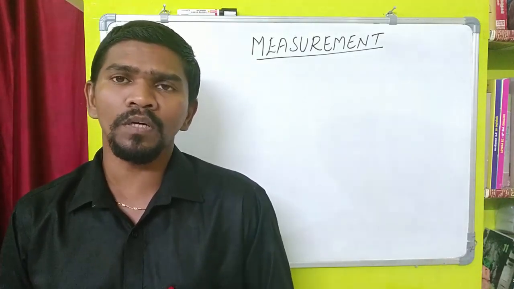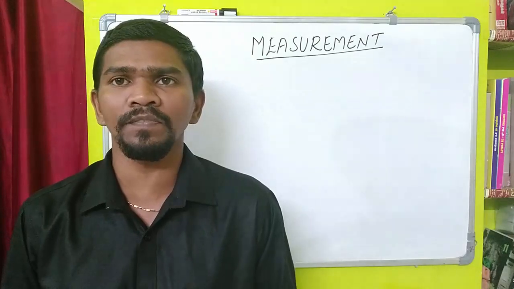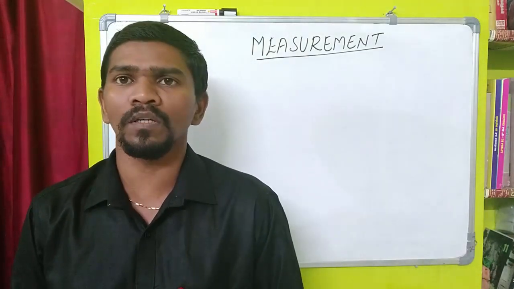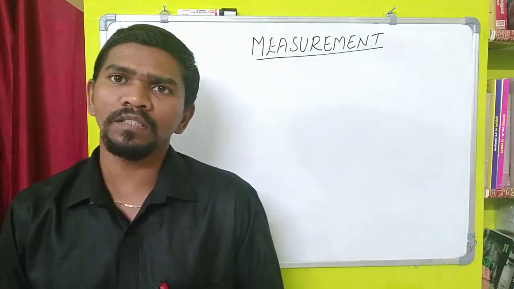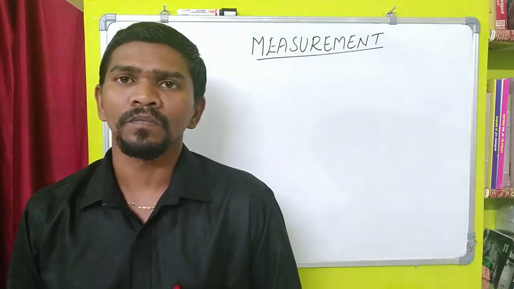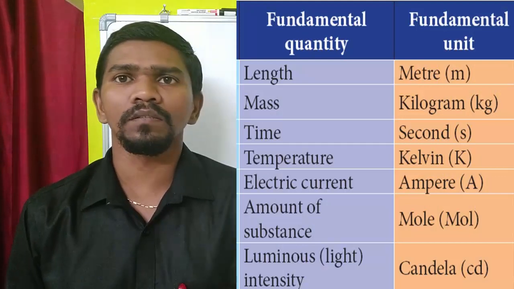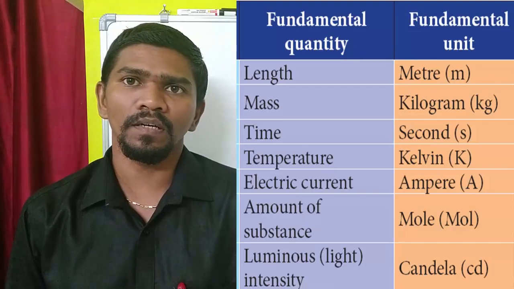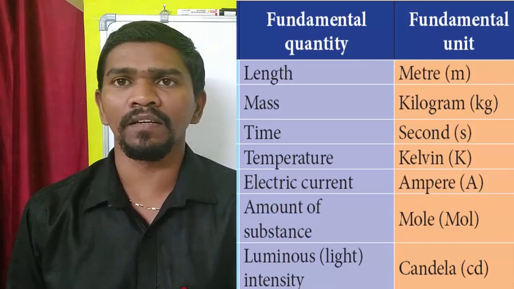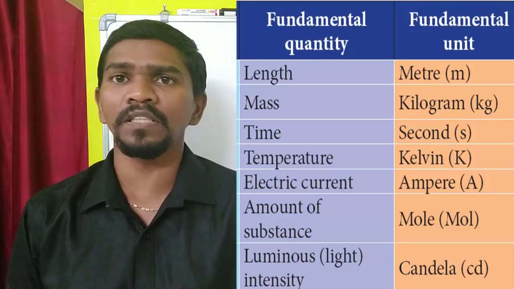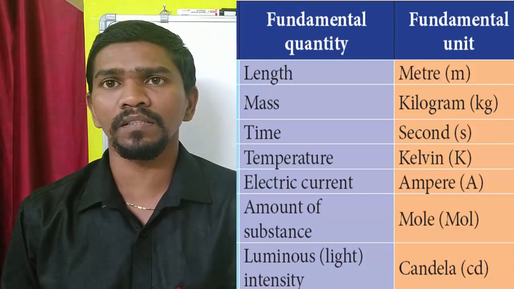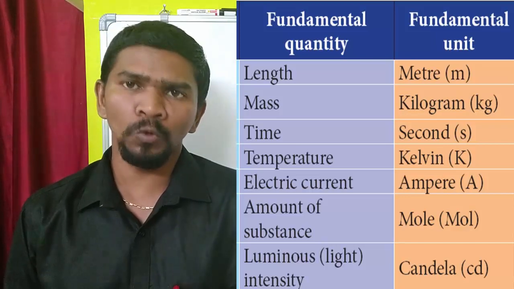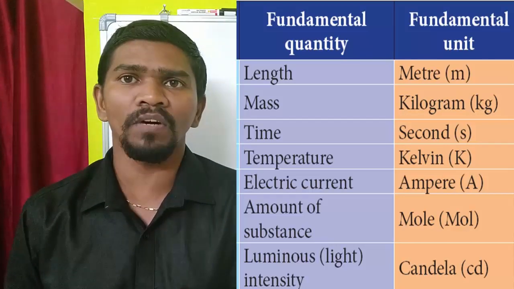Okay, these physical quantities are classified into two types. One is fundamental quantity, another one is derived quantity. Fundamental quantities are the basic quantities, just like mass, length, weight, temperature, intensity of light, just like candela. These things are very fundamental in our life, so these are called fundamental quantities. They have some units, and those units are called fundamental units.